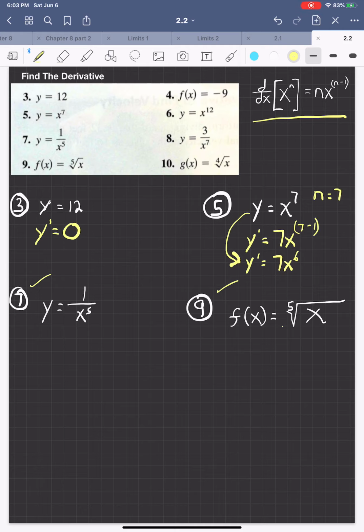We are done with number 5. So number 7, we have y is equal to 1 over x to the power of 5.